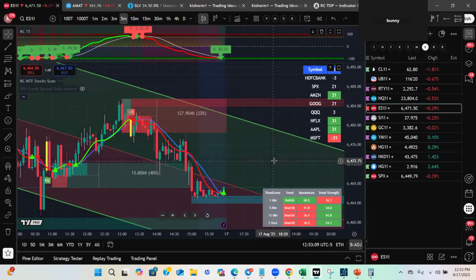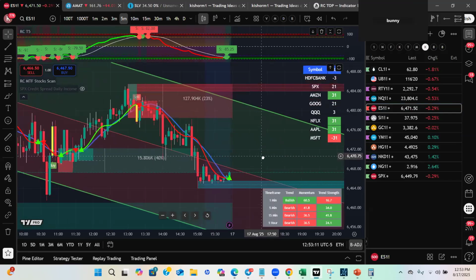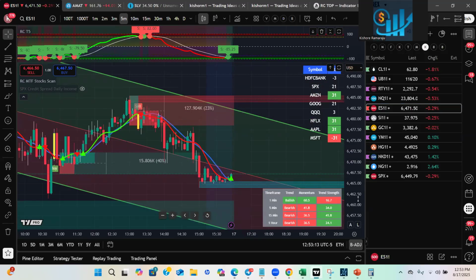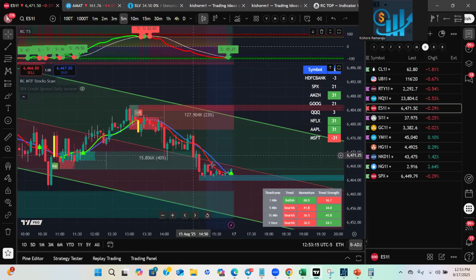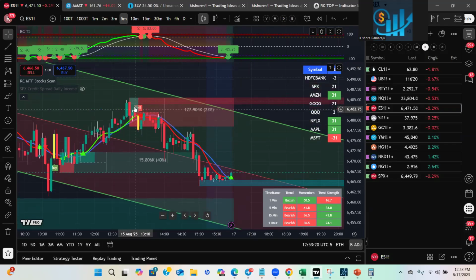Will the MTF stock scan work for futures as well? No, the MTF stock scan is mainly for stocks, but yes, you can see the buy signals and sell signals. For scoring purposes, it will work only for stocks.